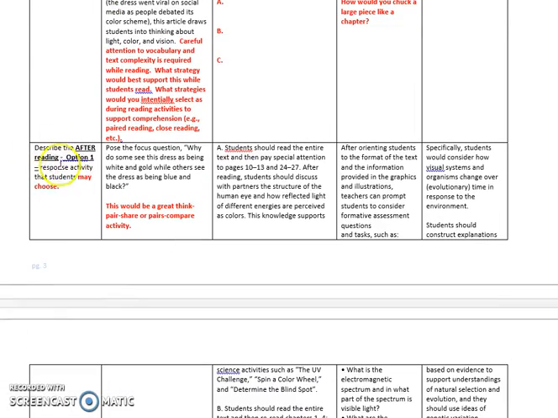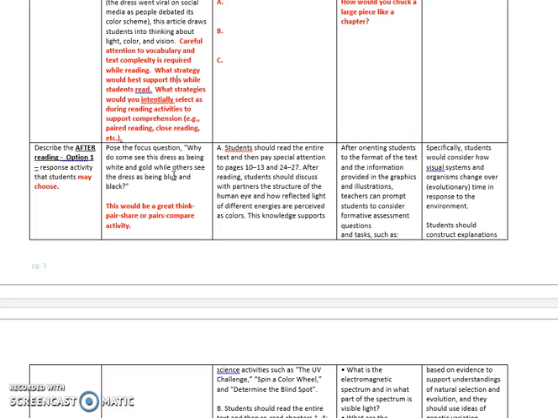Next, I'm going to talk about what occurs after they've read. In this case, this is just a focus or a hook, so I'm just going to pose a focus question. Why do some of you see this dress as being white and gold while others see the dress as being blue and black? We're going to have a conversation.